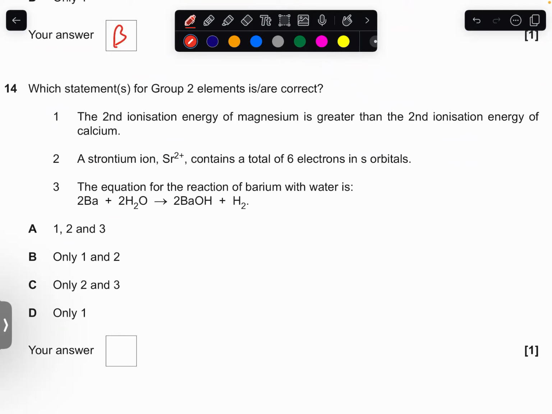Which statement for the group 2 elements is correct? The second ionization energy of magnesium is greater than the second ionization energy of calcium. Magnesium is here, calcium is immediately below it. Ionization energy decreases down the group. So magnesium would have a greater second ionization energy. That's correct.